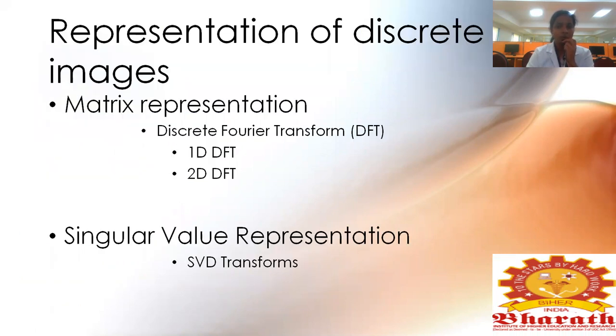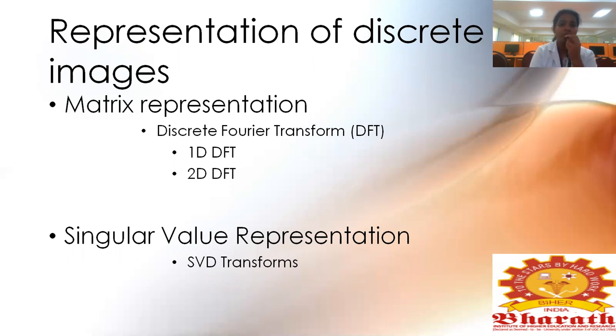First, we'll look at what representations are available for representing a discrete image. You have two different representations, matrix representation and singular value representation. Usually we represent an image as a function, f of x comma y. X and y are the coordinates, and f, the amplitude, represents the intensity of a particular color, which you call a pixel value. So usually f of x comma y will be represented in pixels.